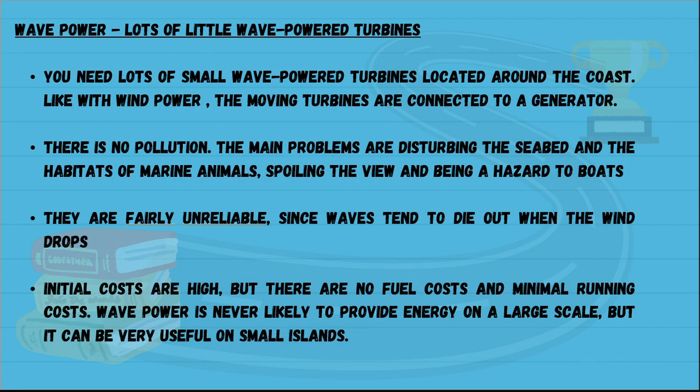Wave power. Lots of little wave power turbines. You need lots of small wave power turbines located around the coast. Like with wind power, the moving turbines are connected to a generator. There is no pollution. The main problems are disturbing the seabed and the habitats of marine animals, spoiling the view and being a hazard to boats.